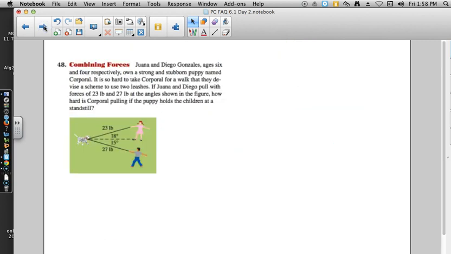Number 48, combining forces. Juana and Diego Gonzalez, ages 6 and 4, respectively, own a strong and stubborn puppy. You can see that in the picture, named Corporal.